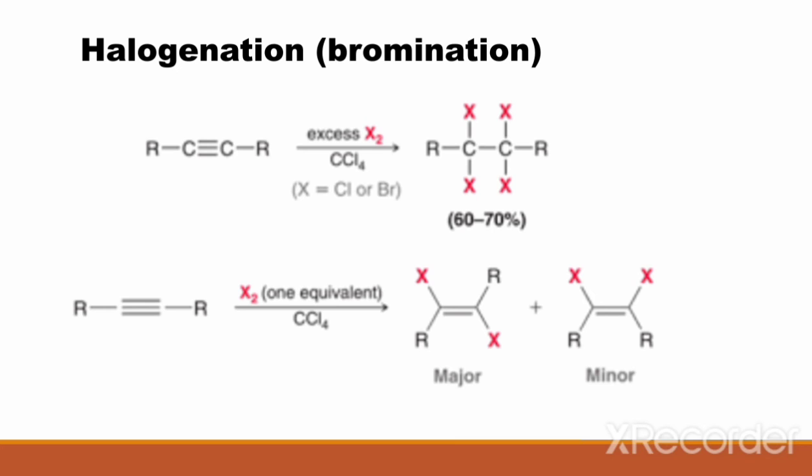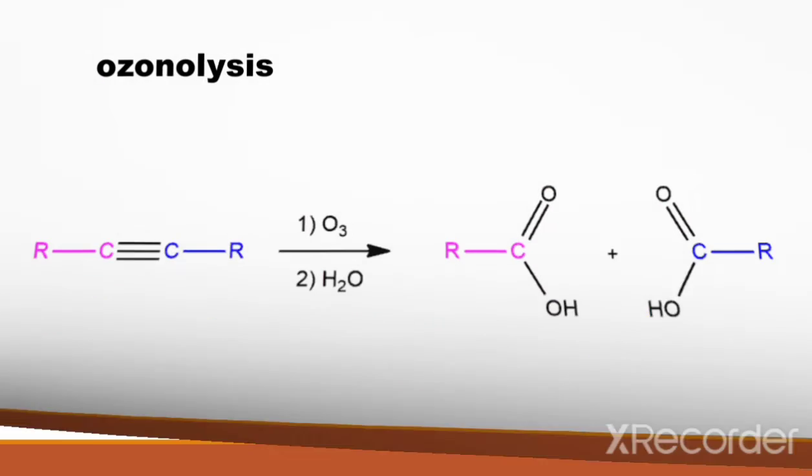When we react the alkyne with a small amount of halogen, in the presence of carbon tetrachloride, then we will get a minor and major product with a carbon to carbon double bond. In this reaction, one pi bond will break, but in the other reaction, that is the upper reaction, we have used excess amount of halogen. In both the reactions, the conditions are different: one with the excess halogen, and the other with less halogen. The product changes as the condition changes.